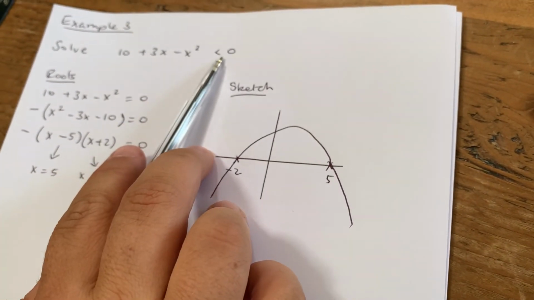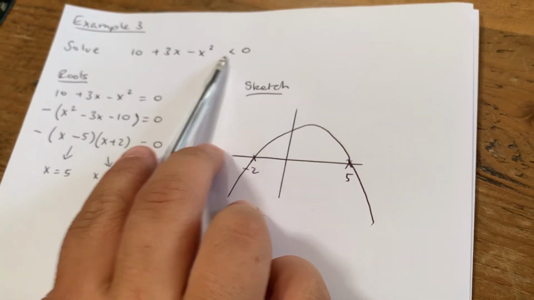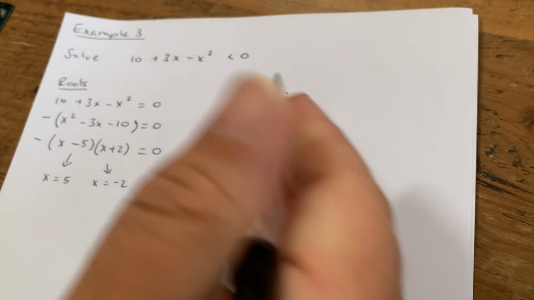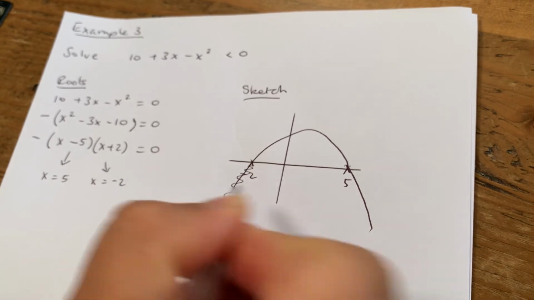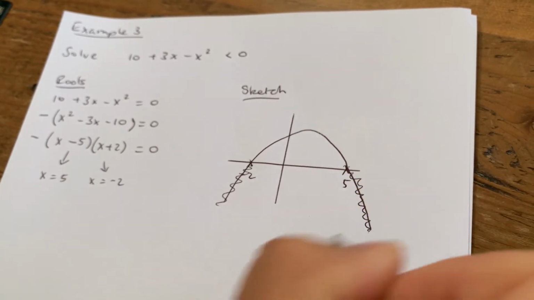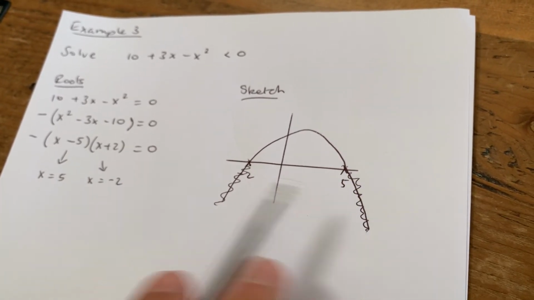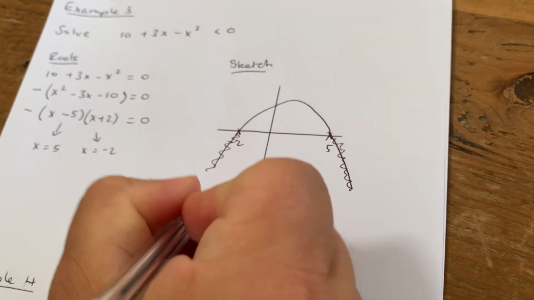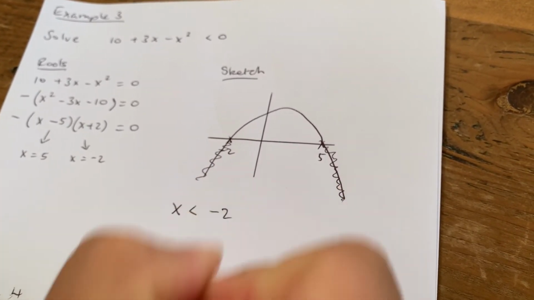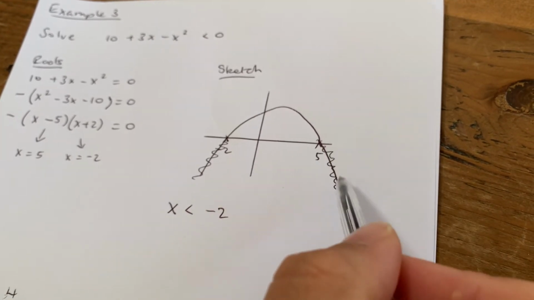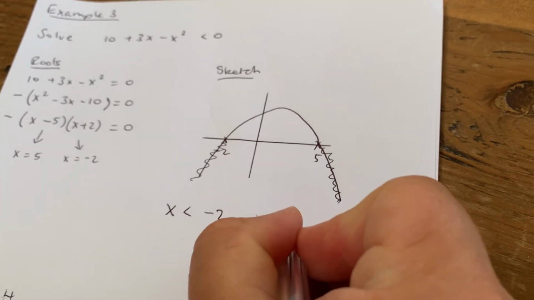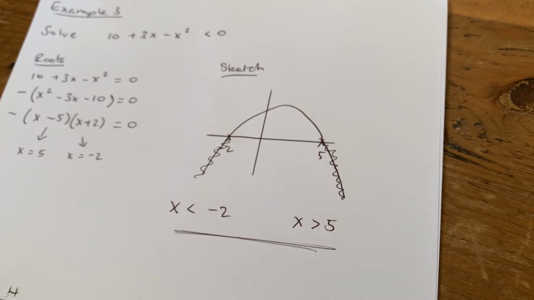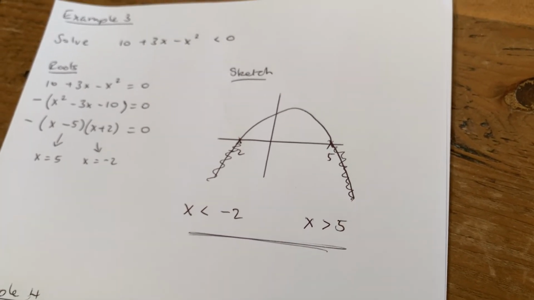Then consult the inequality. I'm looking for when is this curve less than 0. In other words, when is it below the axis? It's below the axis here and here. So I've got 2 parts, so I need 2 statements. So for this section here, x is less than -2. For this section here, x is going to be bigger than 5. And so that's your solution. Okay.